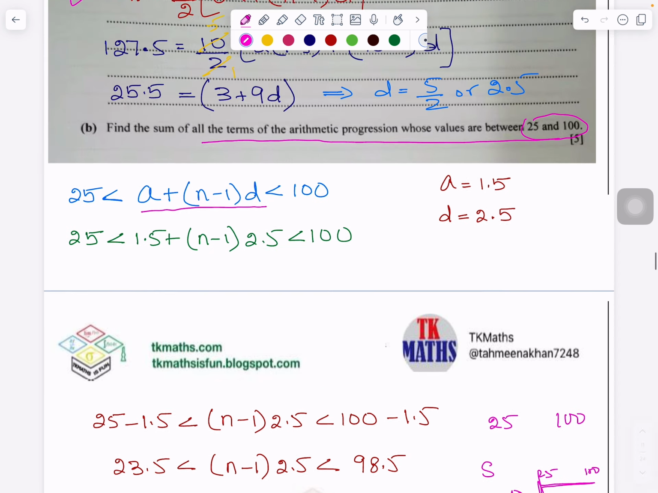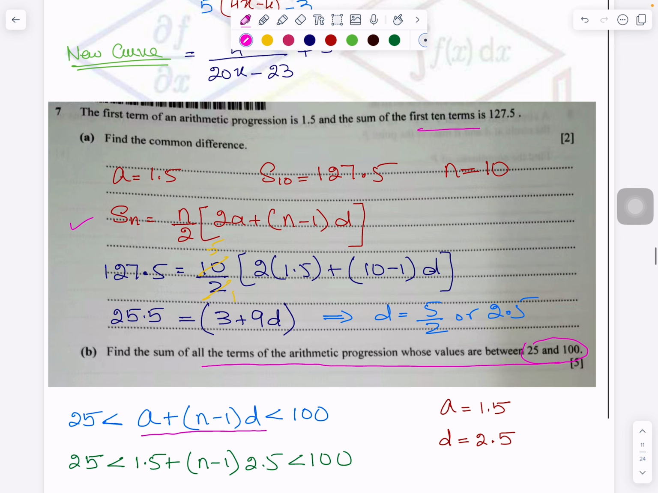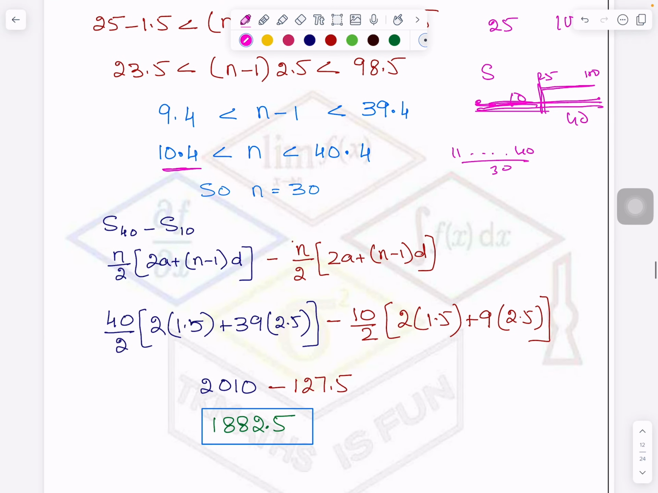Now if you have read part 1 of the question carefully, the first 10 terms sum was already given to you here, 127. But in case you have forgotten and you apply this formula again to calculate, just a minute, there is no harm, it's just a waste of a little time. Otherwise this part was already given to you in the question. So this is how you will get the sum of the terms which are in between the values 25 and 100.